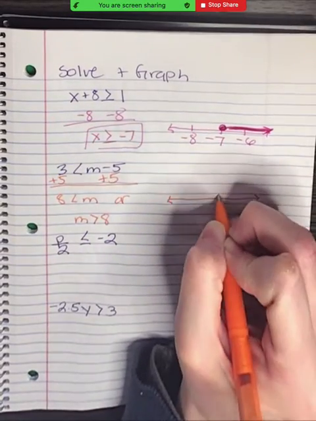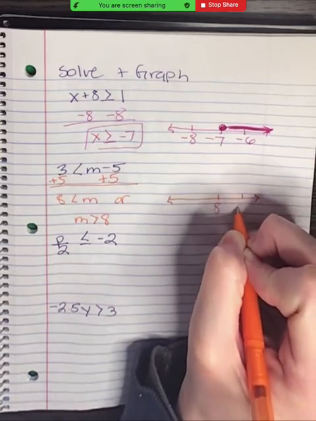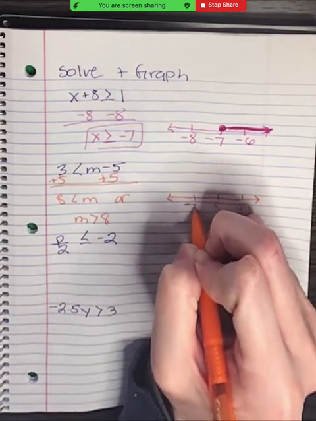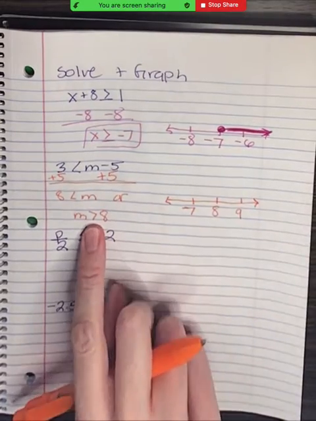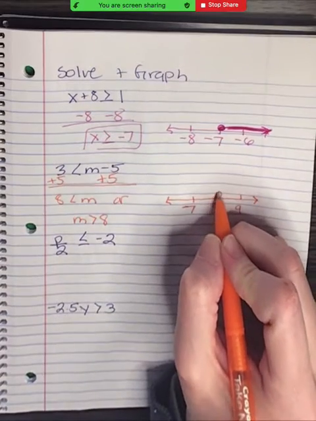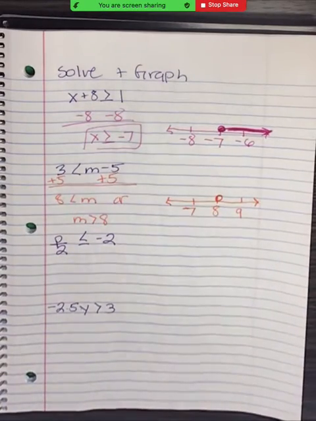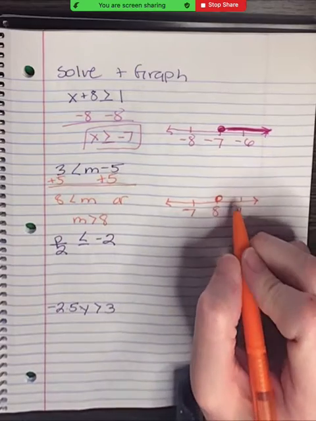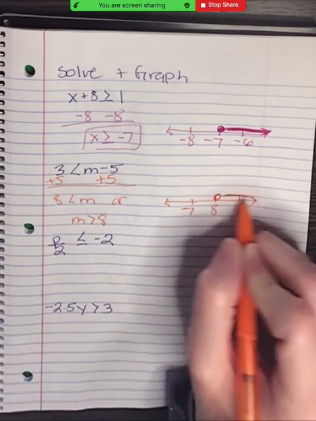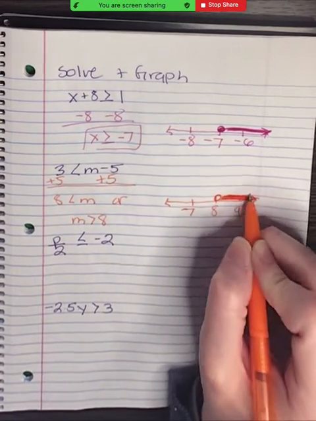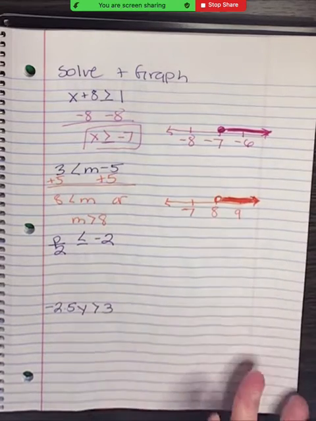To graph it, 8 goes in the middle, 9 on the right, 7 on the left. It's strictly greater than, so we have an open circle on the 8. Okay, values bigger than 8 are to the right. So we're going to shade over 9 with our arrow there. Okay.